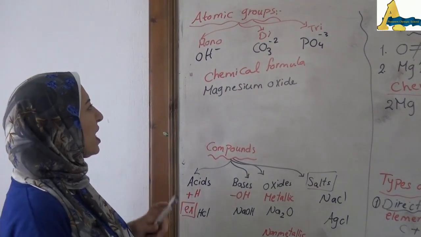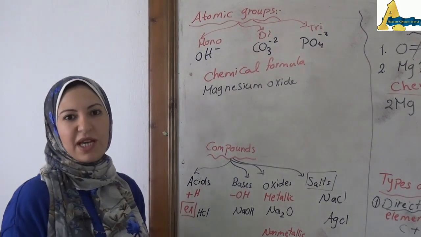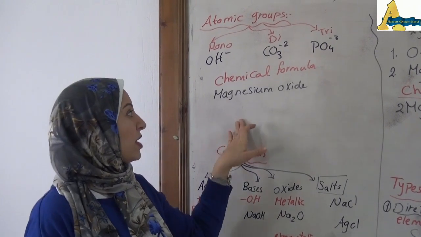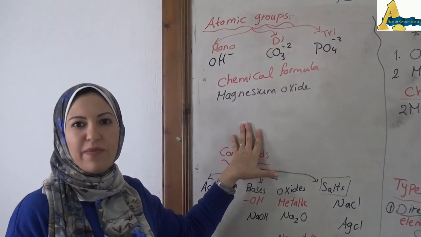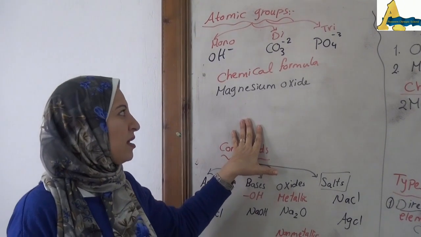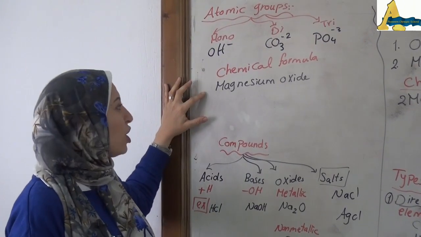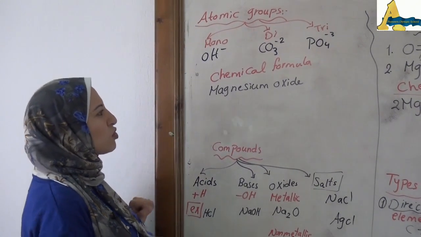The second part was how to write the chemical formula. What do we mean by a chemical formula? It's a set of symbols that shows the type and the number of atoms in any compound. Let's say, how can we write the chemical formula? We have the first example here, magnesium oxide.